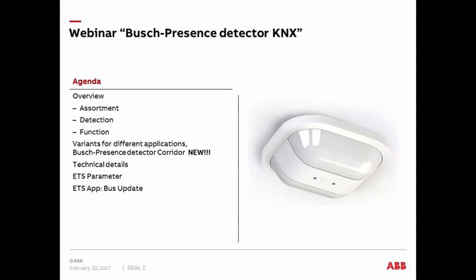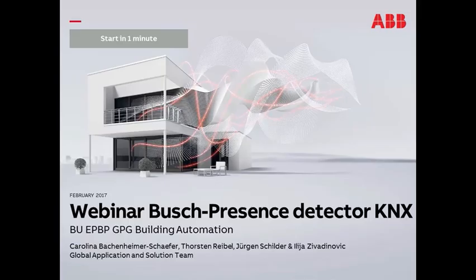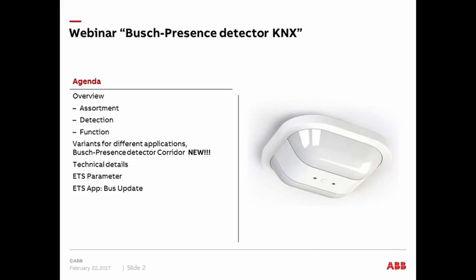So, of course, we will talk about the Busch-Presence detector KNX with the overview of the product, with some technical features. There's also a new component behind, the corridor version. And we will go also into the ETS to show you some parameters of the product. And there's also a nice app behind to make a bus update. Okay, I hand over now to Ilya. He will start right now.